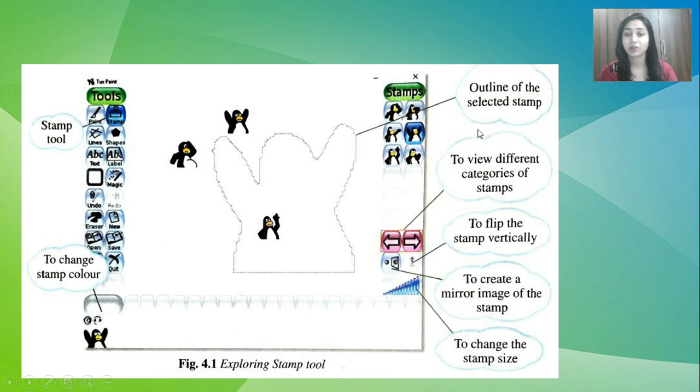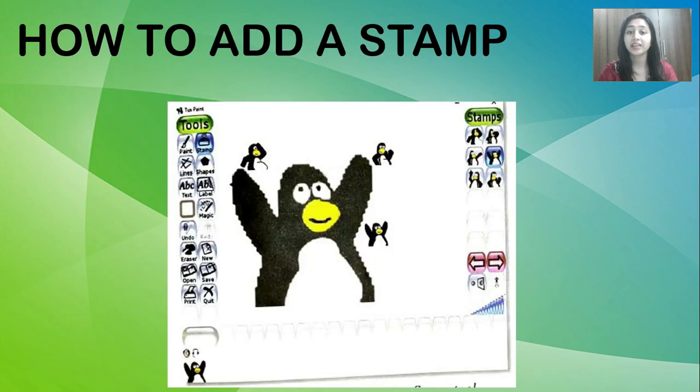Okay. Now here you can see so many different options are available to view different categories of stamps. Okay, if you want to see different stamps, you can use these both arrows. Okay, left arrow and right arrow. And next one is to flip the stamp vertically and to create a mirror image of the stamps, right? If you want to create a mirror image of any stamp, use this option. And if you want to increase the size of the stamp, you can select this option.